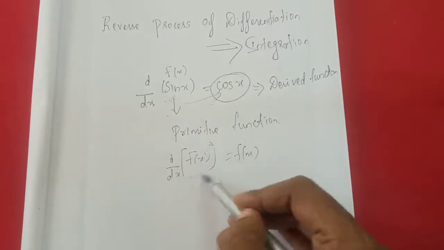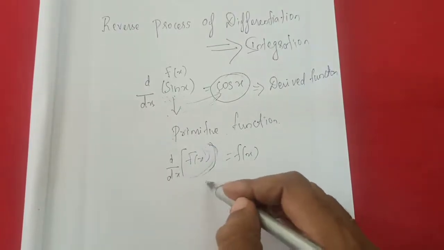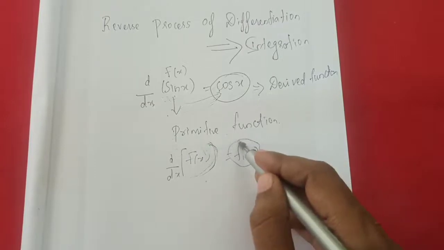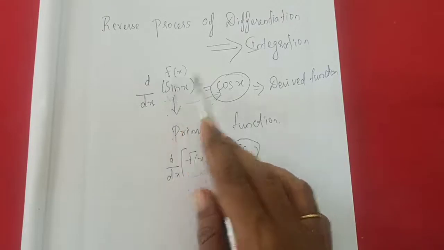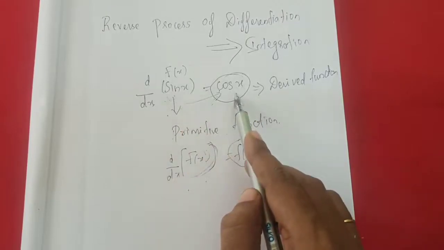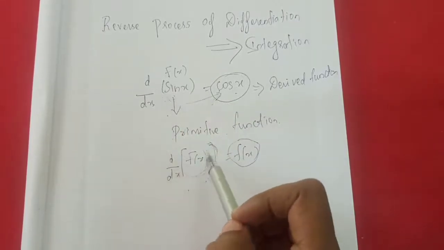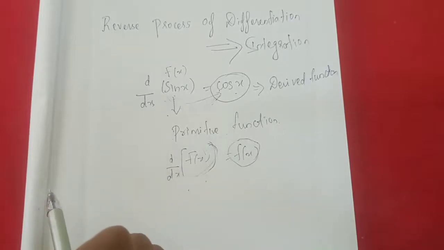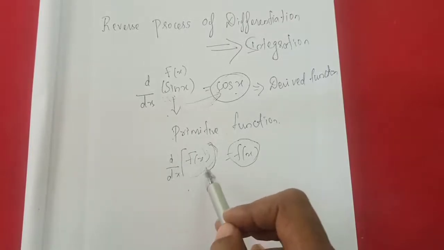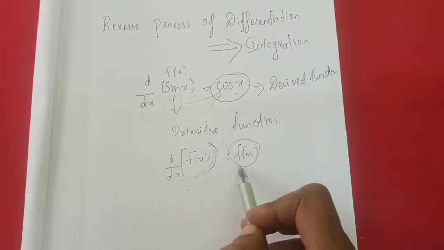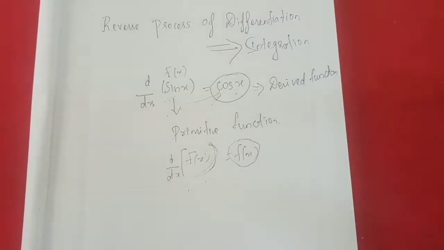So here this capital F of x is called the primitive function. This small f of x is called the derived function. Okay. So d by dx of capital F of x is equal to small f of x. So the function capital F of x is said to be the primitive function of the derived function if d by dx of capital F of x is equal to small f of x. Okay. Understand? Some more examples we will do.